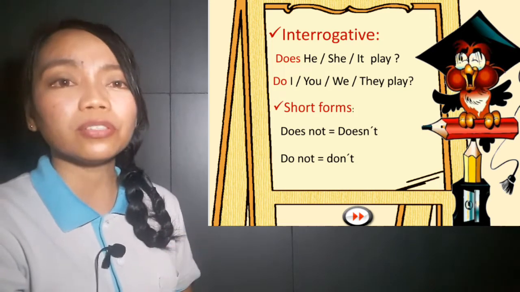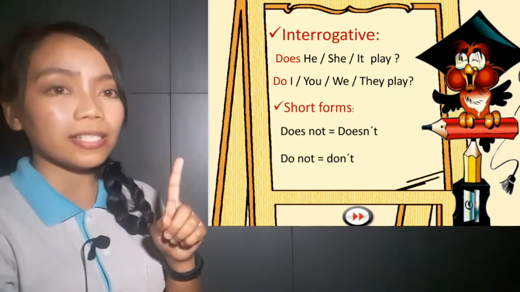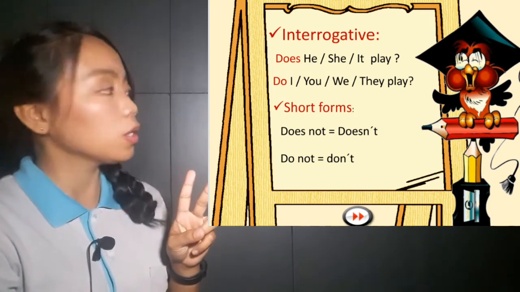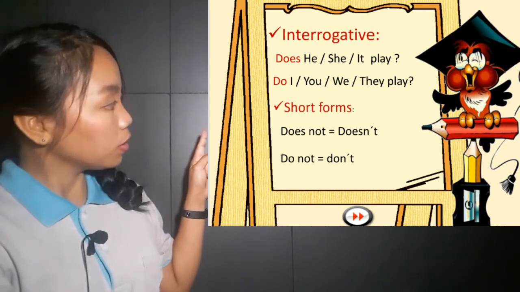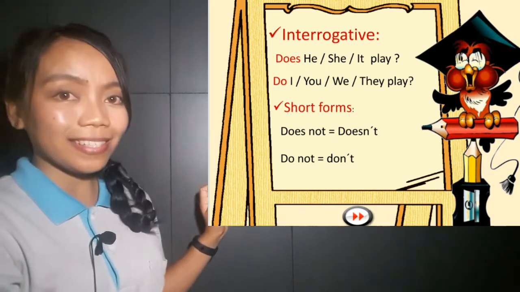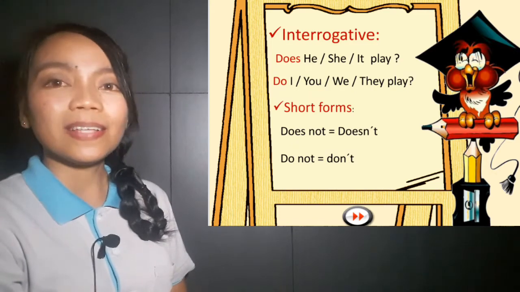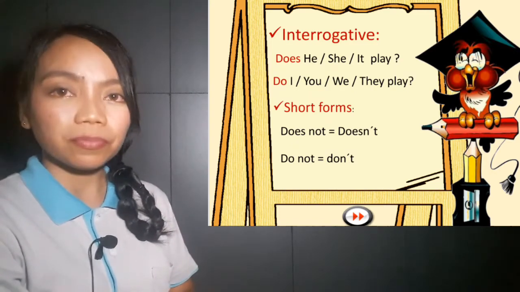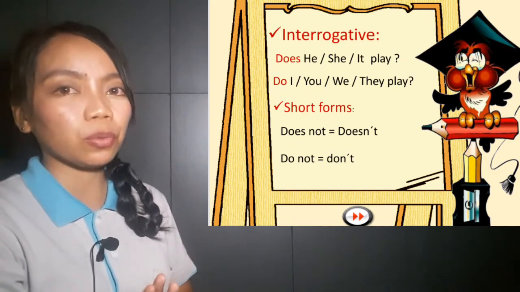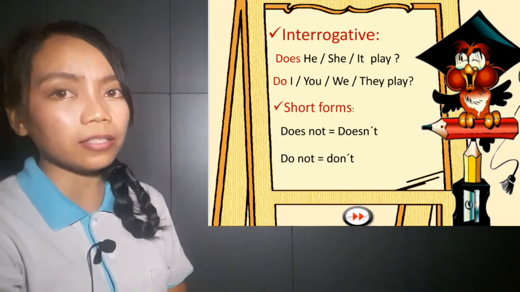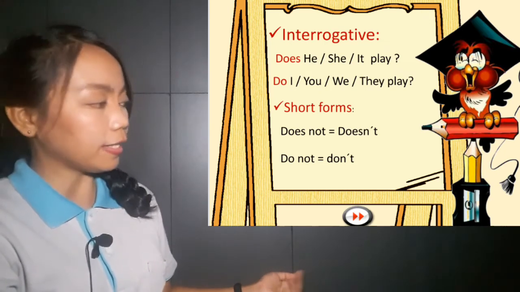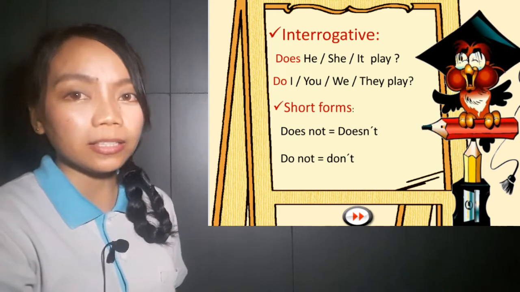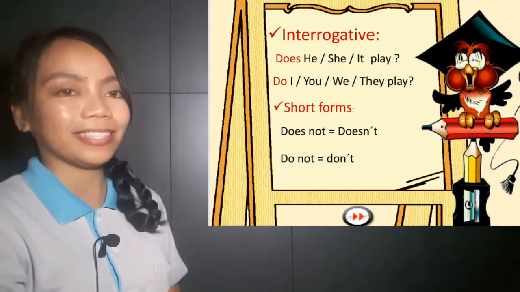But in a question form, the words does and do go at the very first of the sentence. Remember, if we use the short form of does not, we will say doesn't. If do not, we will say don't. Okay? Understand? Let's move on.